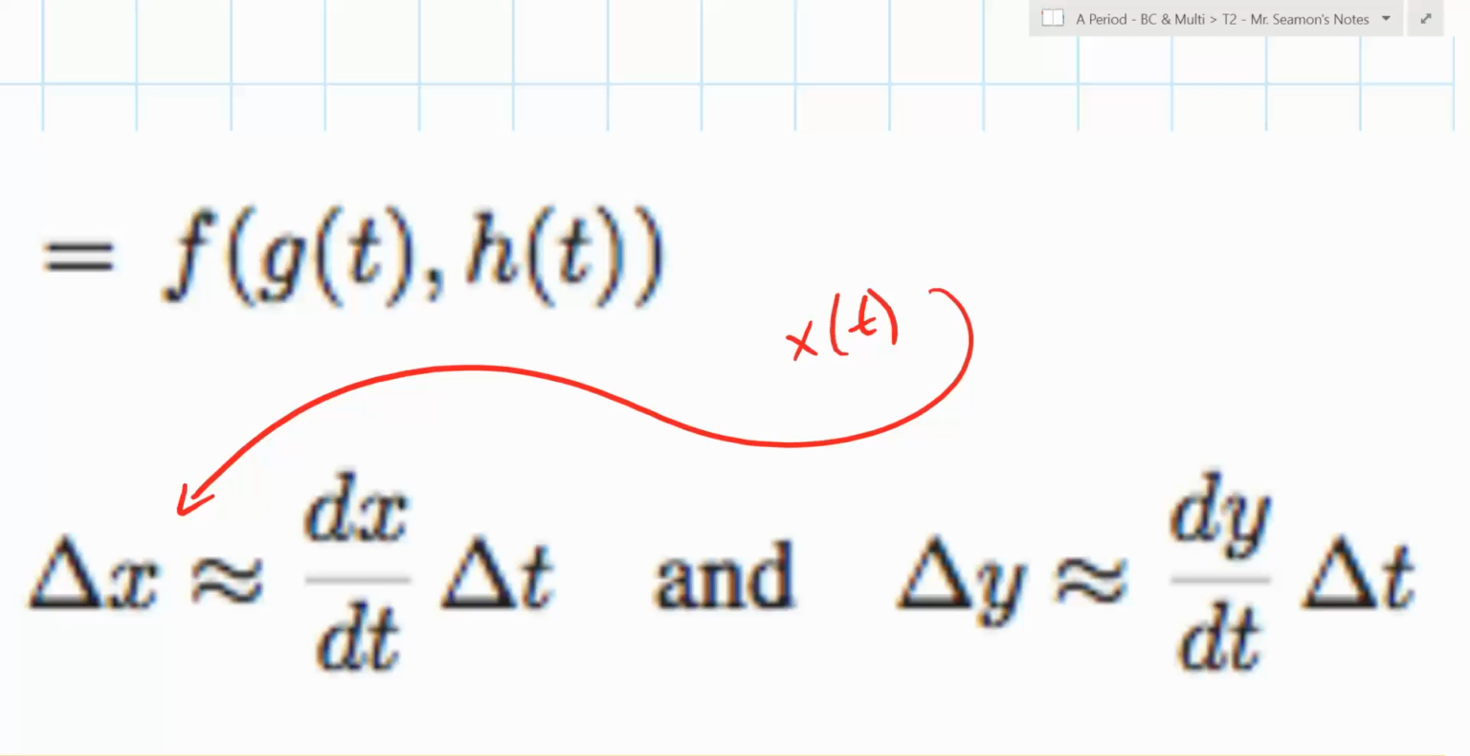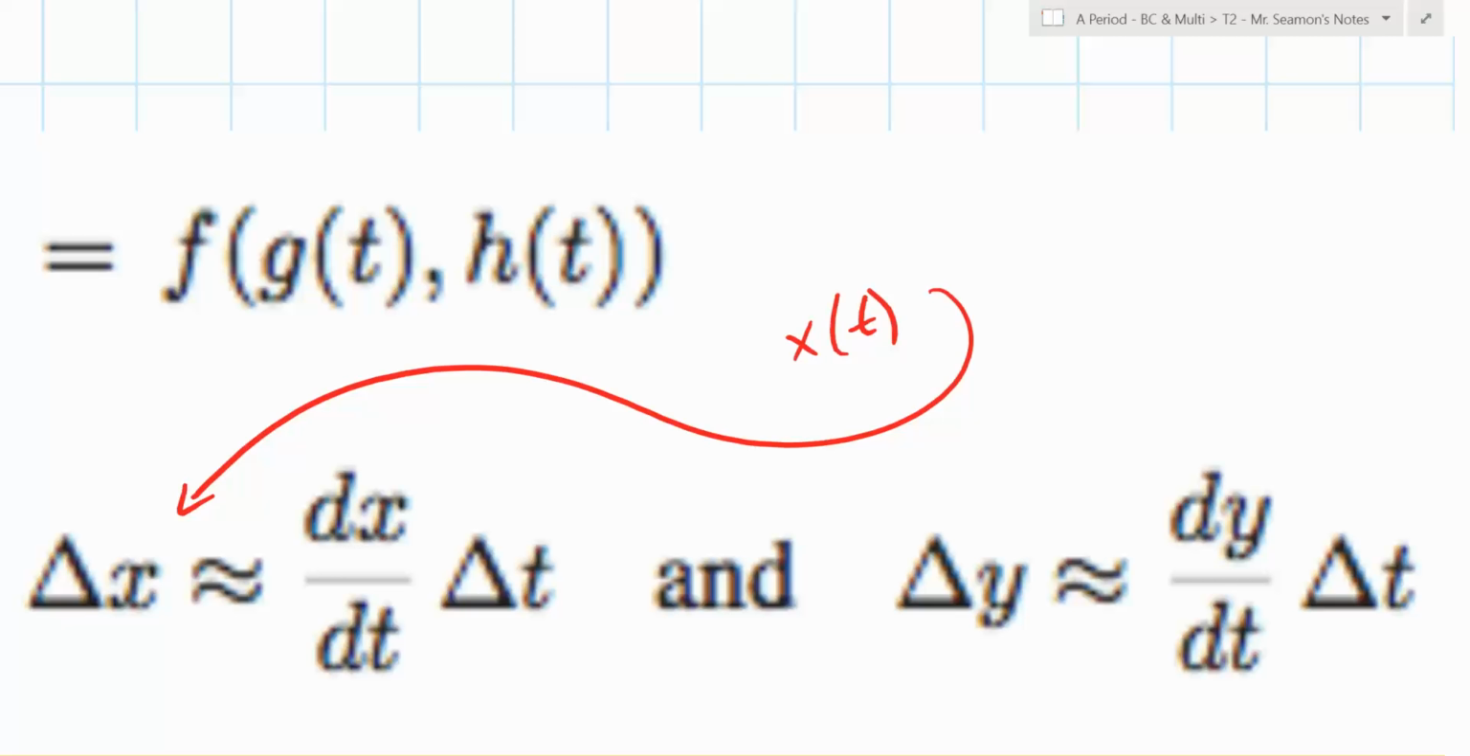And then the same thing is true for delta y. This is the slope of y with respect to t times delta t. Are you okay with this line right here? Does that line kind of make sense? This is single variable calculus. Slope times delta t, slope times delta t.